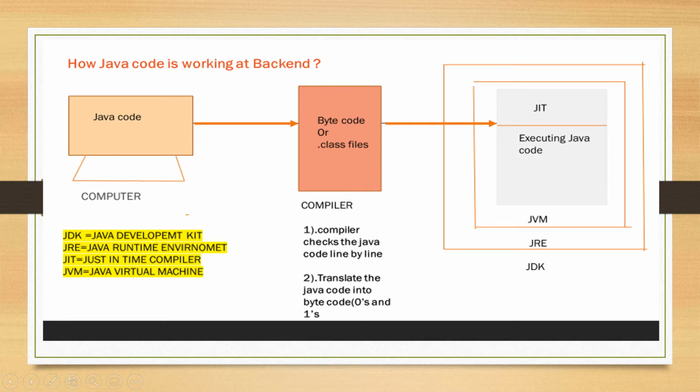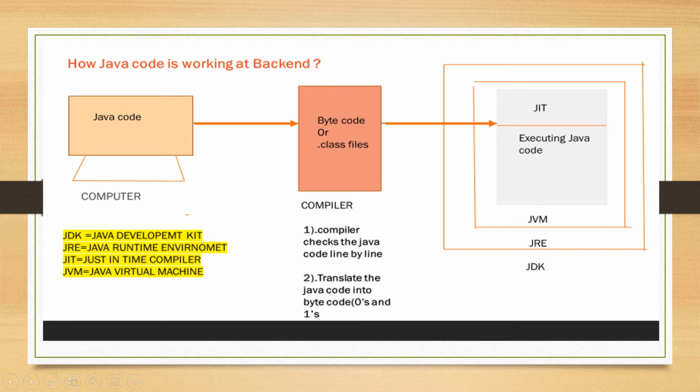So consider you have a laptop or computer, you will be writing some lines of Java code. A Java code is getting transferred to the compiler. The job of the compiler is to check the Java code line by line. If the code is correct, then it's going to generate your bytecode. Another name for bytecode is .class files. Once your compiler generates the bytecode, it goes to your JIT.